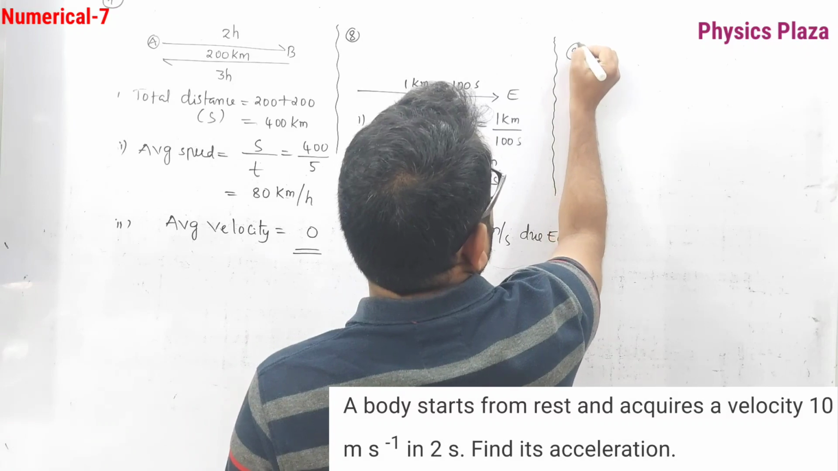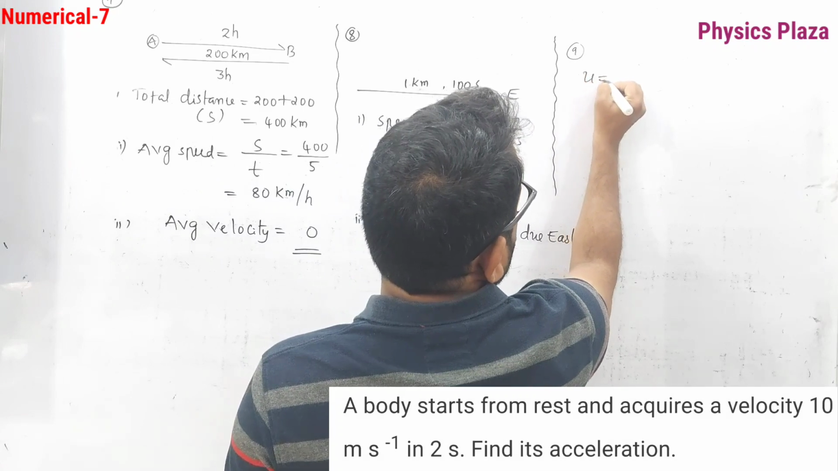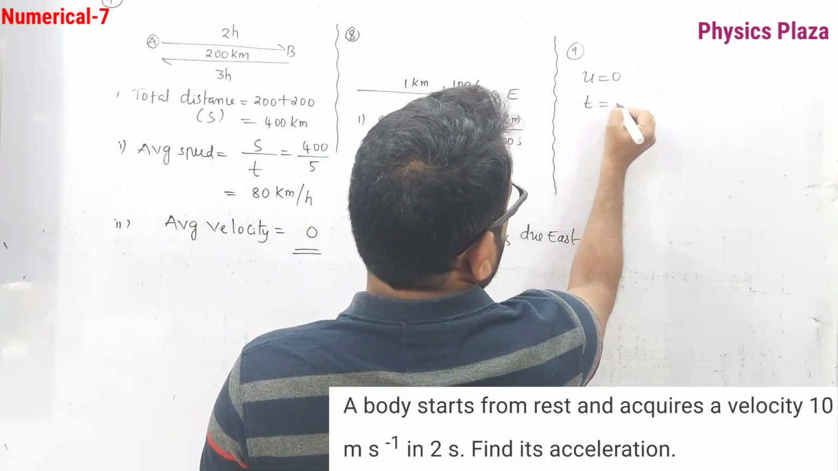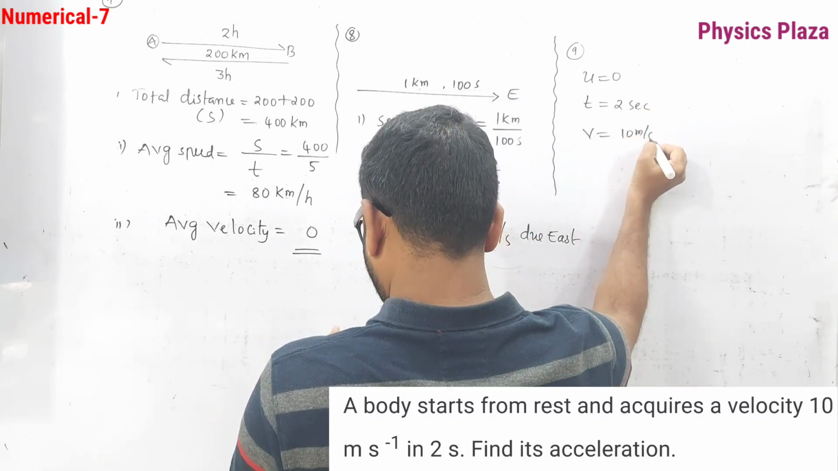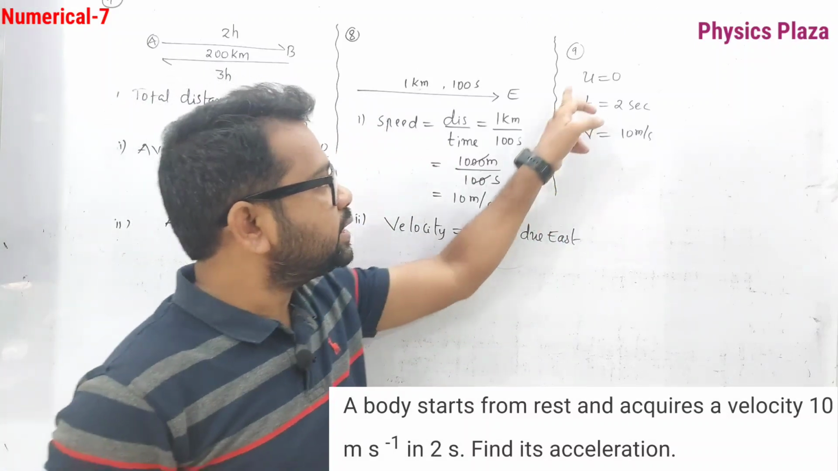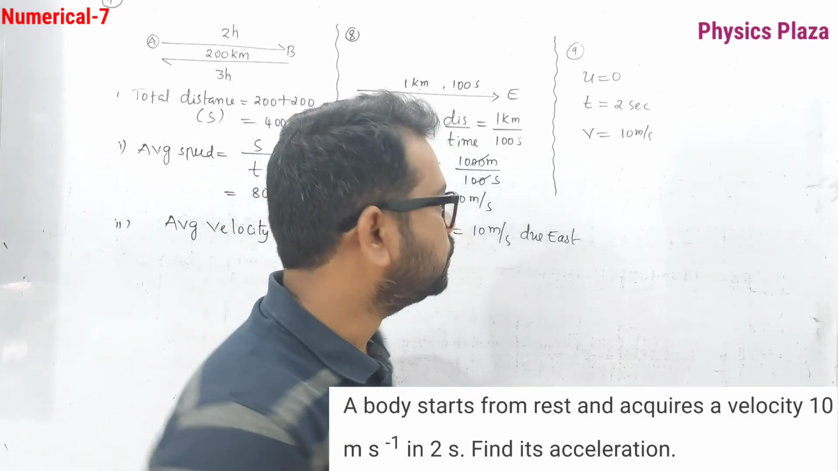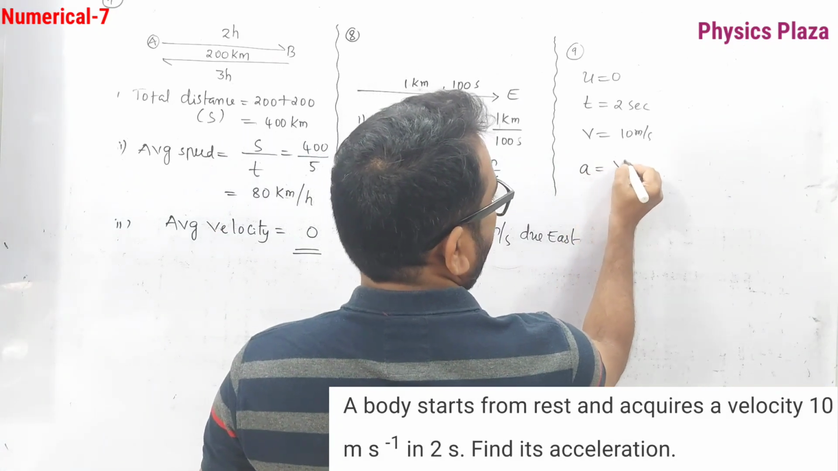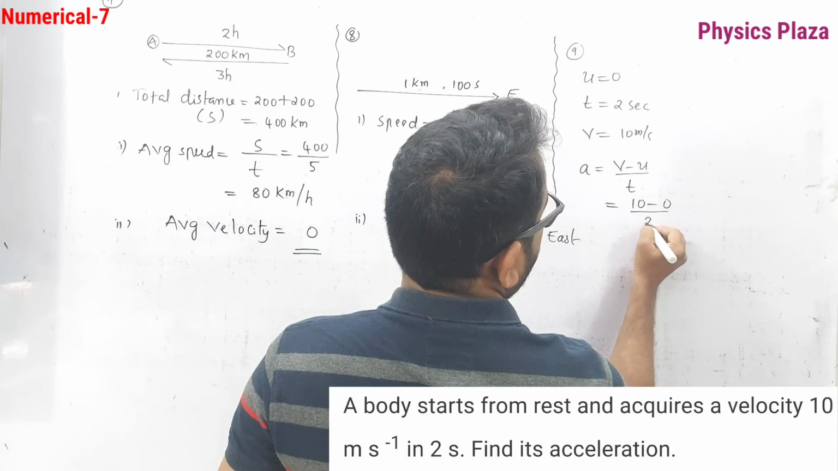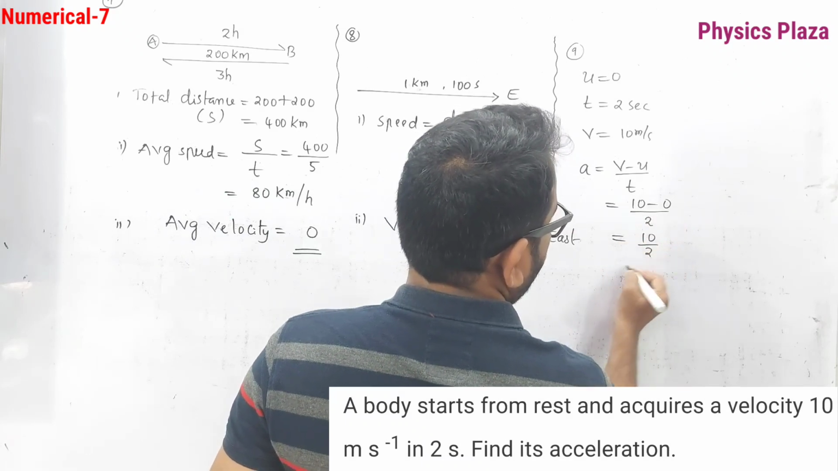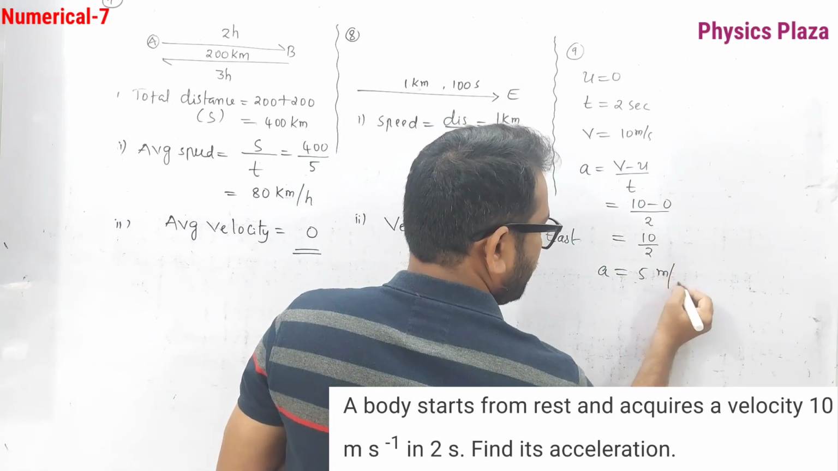In the 9th one, it is given that a car starts from rest. So if any object starts from rest, its initial velocity will be 0. And it is given that in 2 seconds it acquires a velocity of 10 meter per second. As there is a change in velocity, obviously the car has some acceleration. They are asking us to calculate the acceleration. Here the acceleration formula is v minus u by t. Let us substitute: 10 minus 0 by 2. This is 10 by 2, which is 5. So acceleration is equal to 5. But units are very important, that is meter per second square.